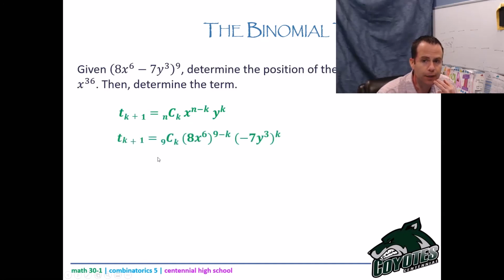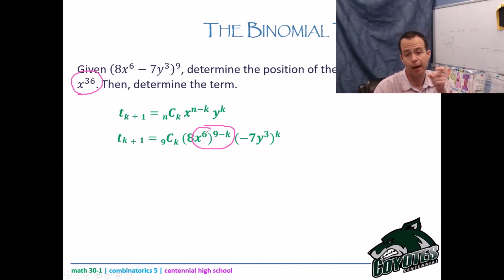Okay, so when I fill all that in, now I want to pick on this part for a second, because this is the only place I see x. I need x to the 36. Now, this already says x to the 6, so I need this to say x to the 6 to the 6, because I know that when I have a power of a power, I multiply the exponents together, and I know that 6 times 6 is 36. So that 9 minus k has to end up giving me 6, which means k has to be 3.